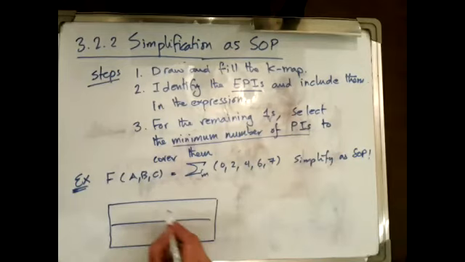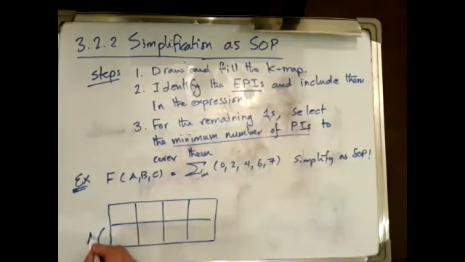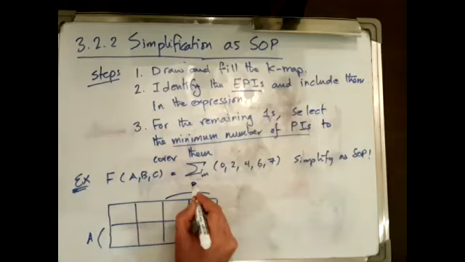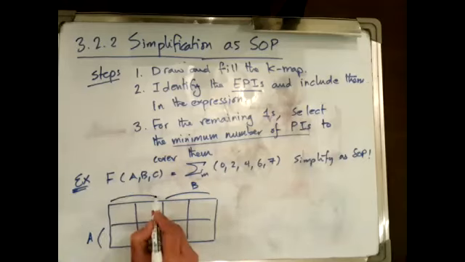So we have here the 3 variable map. This is the most significant variable, which is A. Then we have here B. If you remember, we have here C. So this is B bar. This is A bar. And this is C bar. And this is C bar as well.